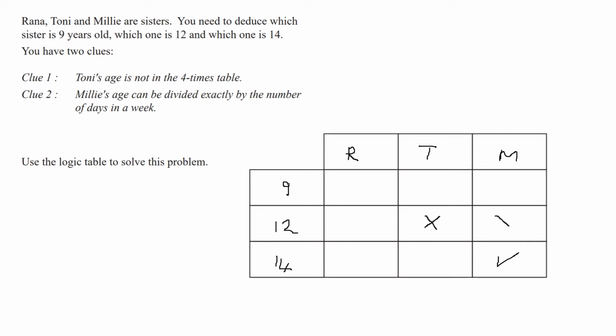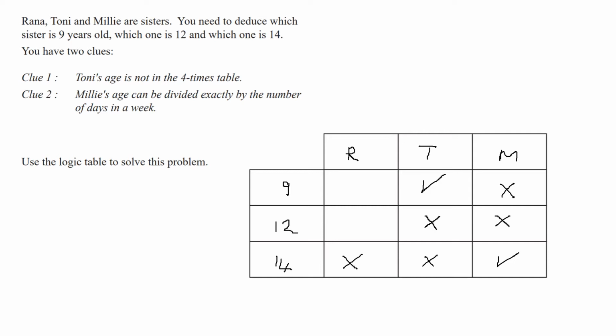We can then say we know that Millie isn't 12 and she isn't 9 because we know that she's 14. So we're going to put crosses in those boxes. We can also say that because Millie is 14, Tony can't be 14 and Rana can't be 14 either. And that then helps us to solve the puzzle. So Tony's got to be 9 because she can't be 14 because Millie is 14, and she can't be 12 because it's in the 4 times table and her age is not in the 4 times table.